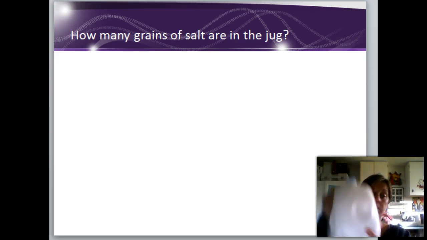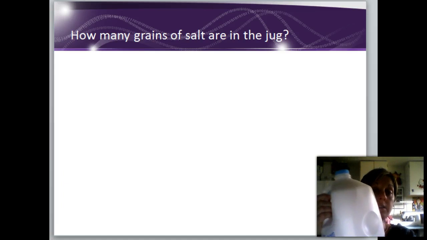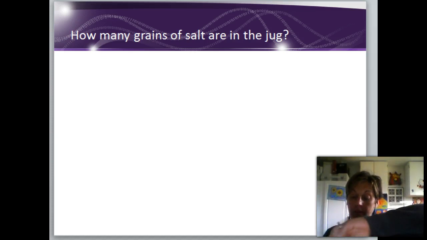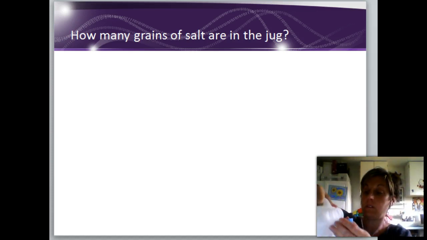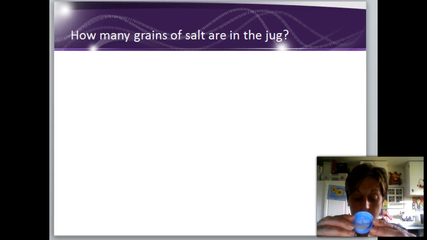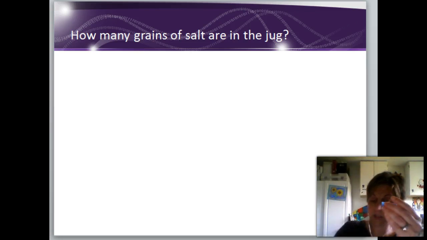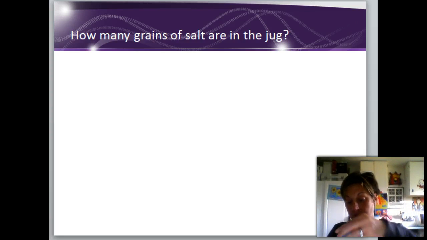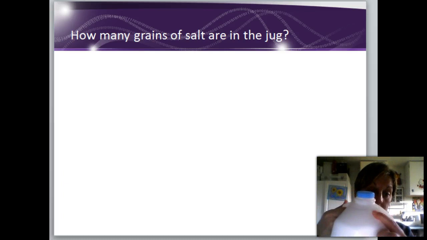I have a milk jug, and it is not filled with milk. Okay, it is filled with salt, and I can prove it. So if I were to take this and pour it out, I have salt in here. Now, I don't have it filled all the way to the top, so you can kind of see that it has stuff in it.